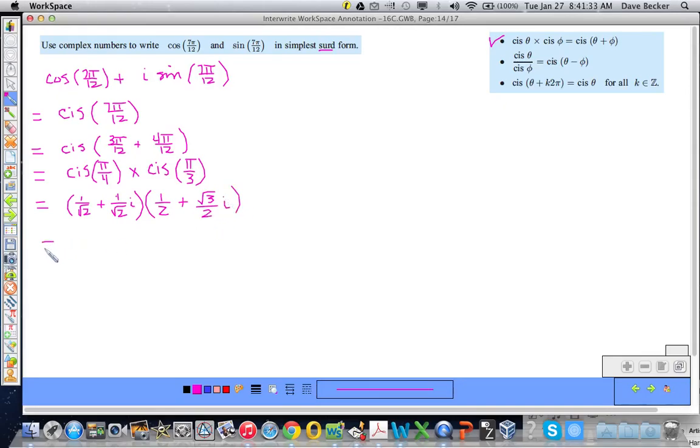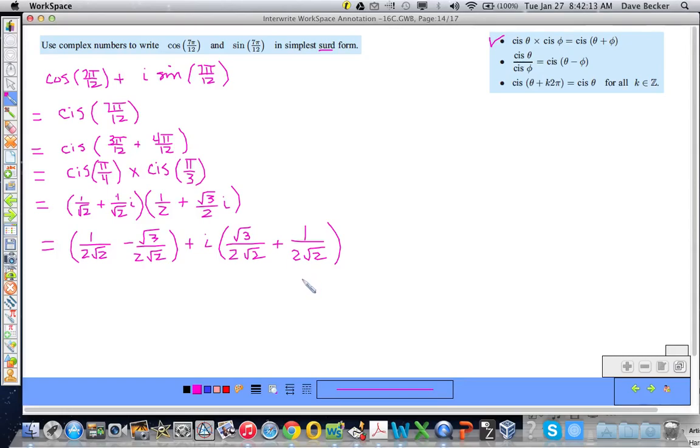Okay, so if we expand that and gather terms that do not involve i, we end up with 1 over 2 root 2 minus root 3 over 2 root 2 plus i times root 3 over 2 root 2 plus 1 over 2 root 2. Giddy up, right? Well, what good does that do us?